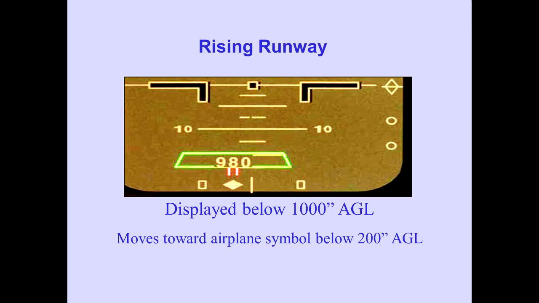The rising runway is displayed when the localizer pointer is in view and the aircraft is below 1,000 feet radio altitude. The runway symbol moves toward the airplane symbol starting at 200 feet above ground level, AGL, to represent relative altitude.